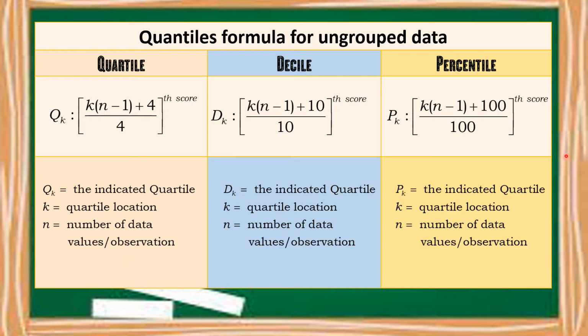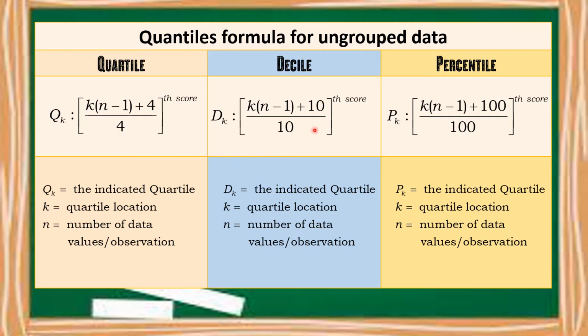And for the formula for ungrouped data, here's the formula. The capital letter Q, capital letter D, and capital letter P indicate the quartile for Q, decile for D, and P for percentile. Where K is the quartile location, and N is the number of data values or observations.